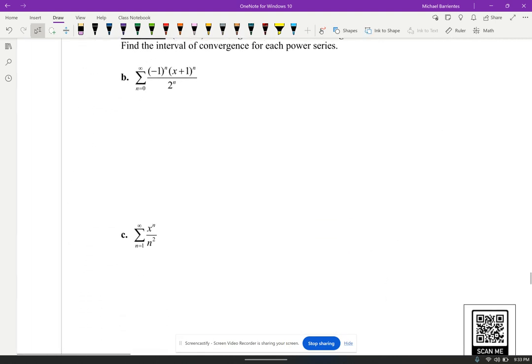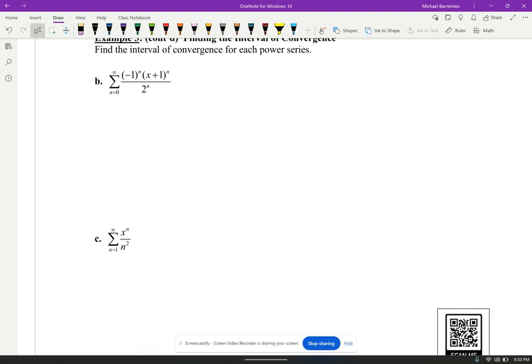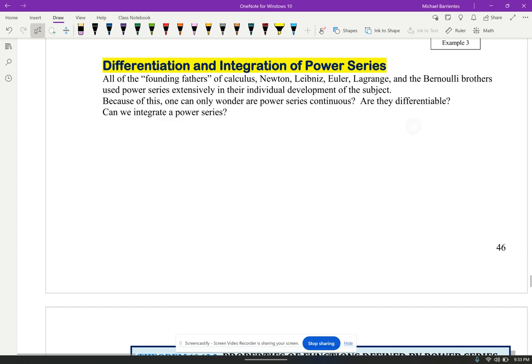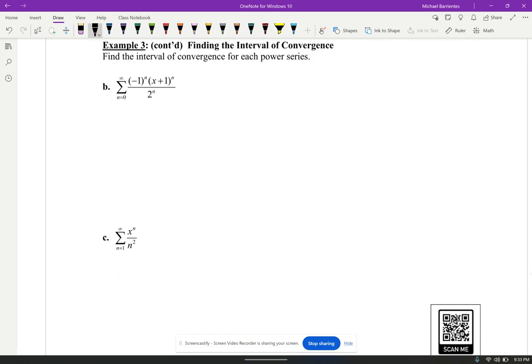In the next video, we'll show both part B and part C, and we'll do the interval of convergence. And then I'm going to go ahead and skip the differentiation and integration part because I'm really excited to get into the next unit topic, which is the Taylor approximations and polynomials.